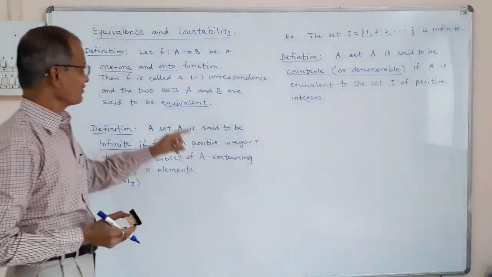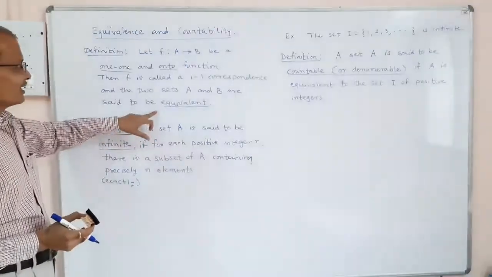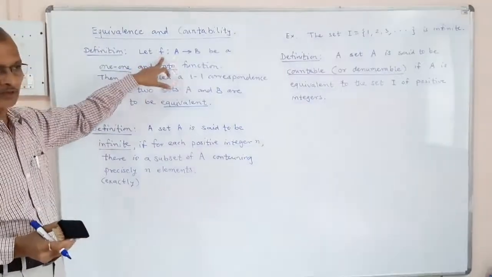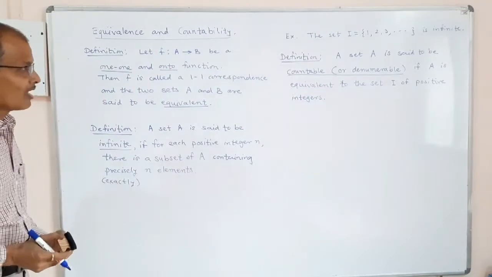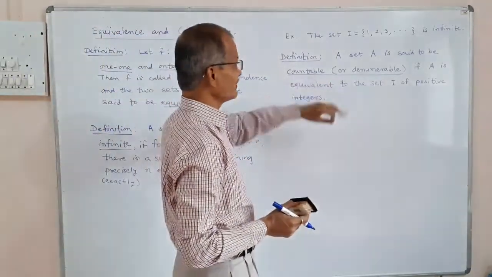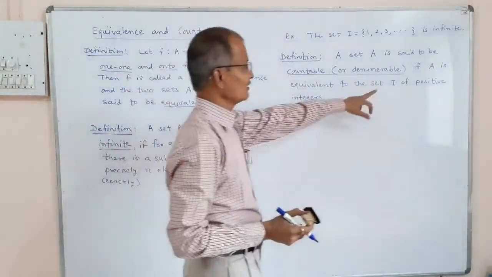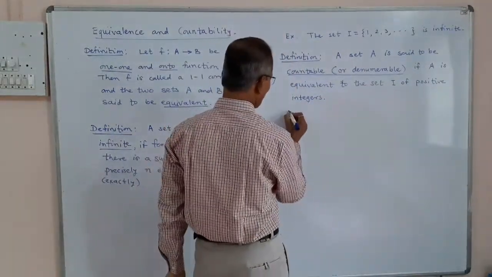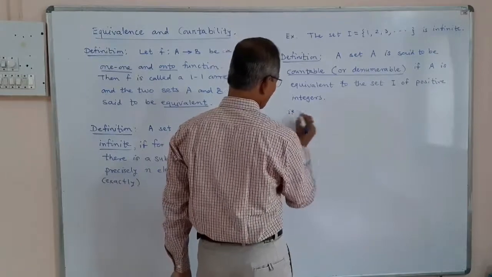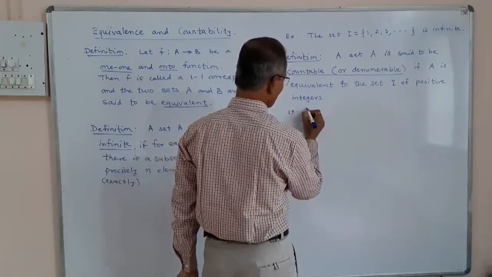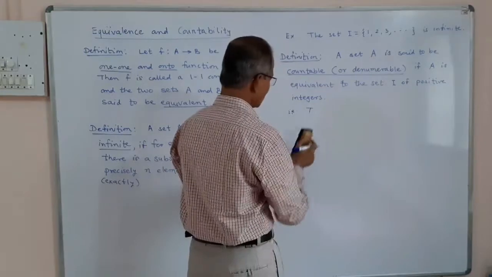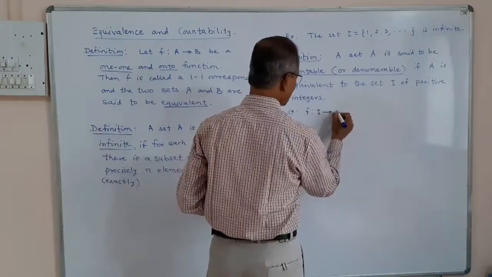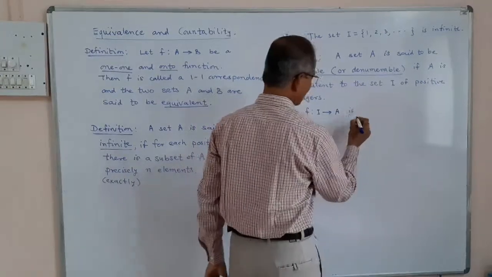Now what is equivalent we have defined here. That means the sets are said to be equivalent if there is a function from A to B which is 1-1 and onto. Now here A will be countable if there is a function f from I, the set of positive integers, to A. So that is, there is a function f from I to A which is 1-1 and onto.